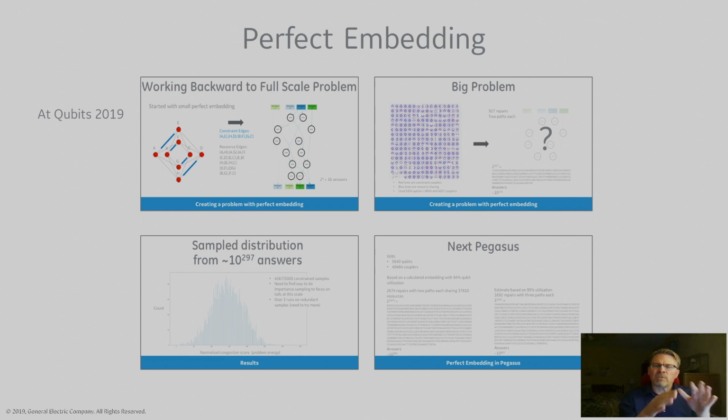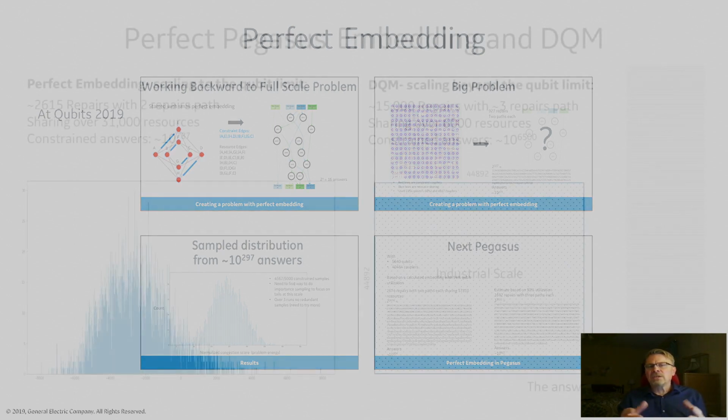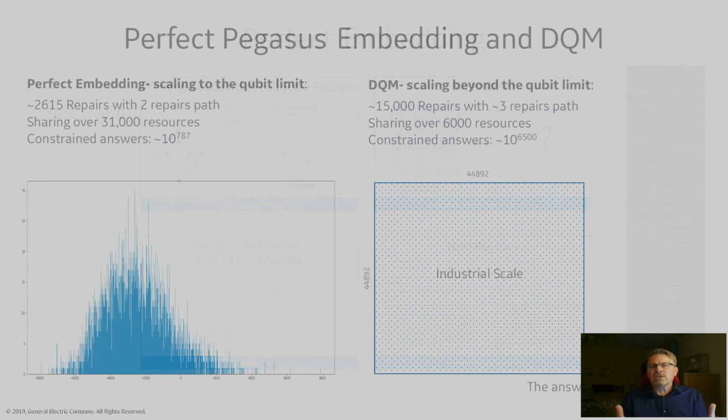And then as part of that, we looked at the Advantage. Where was Pegasus going? And we did kind of a back of the envelope calculation on that. And that was kind of interesting to think about. And so this year, what we did is we went and took the challenge of taking Advantage and doing this perfect embedding on it as well.